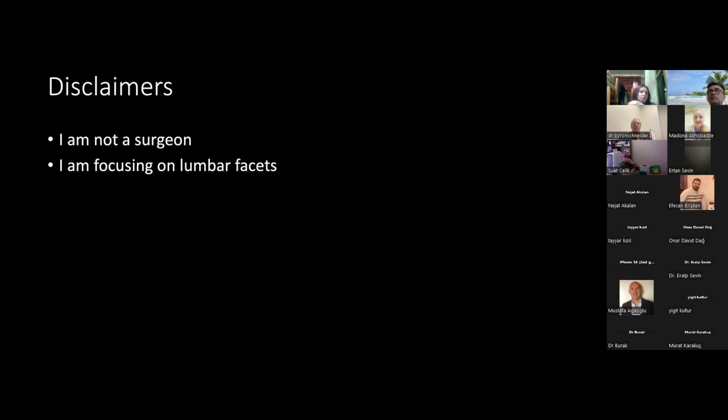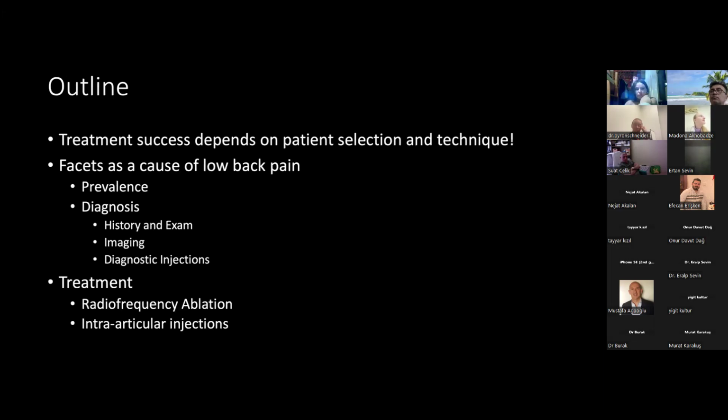And I'm going to briefly talk about the cervical spine at the end of the talk, but we'll use the lumbar spine as the foundation for going over the principles for treating facet pain. The principles are the same across the spine, but the numbers are different. So the main theme here today is going to be that treatment success for facet pain depends on selecting your patients well and using proper technique. And that is probably not that different from having successful outcomes with a lot of surgical procedures, right?